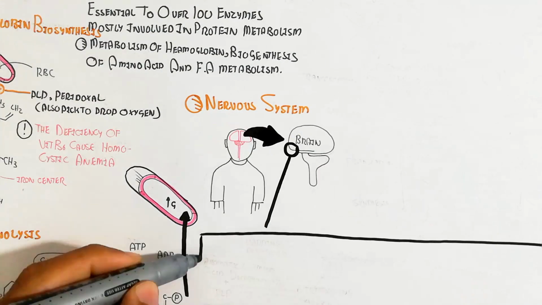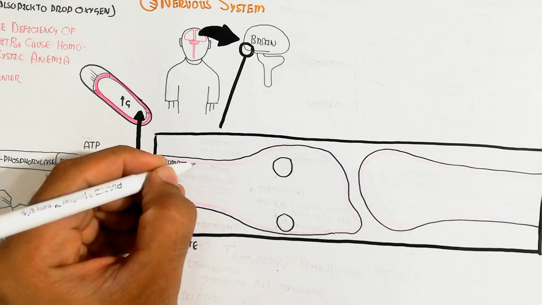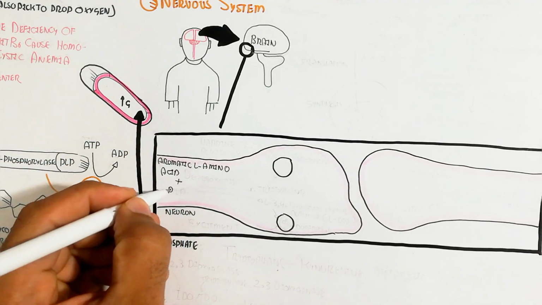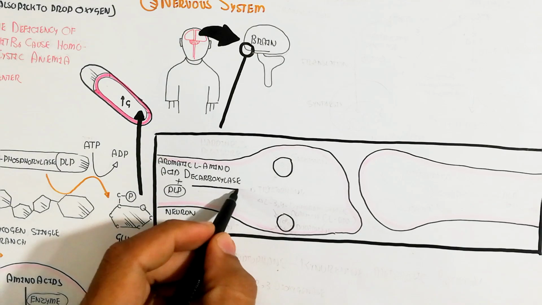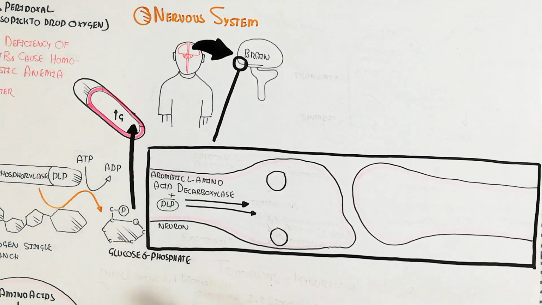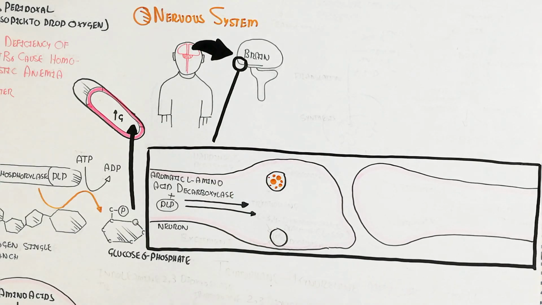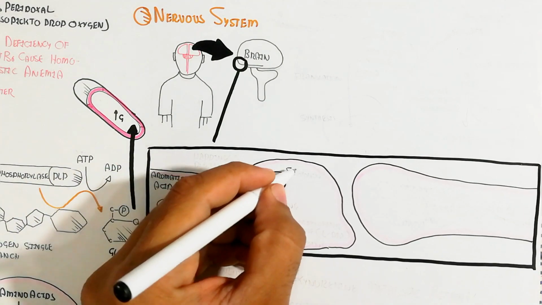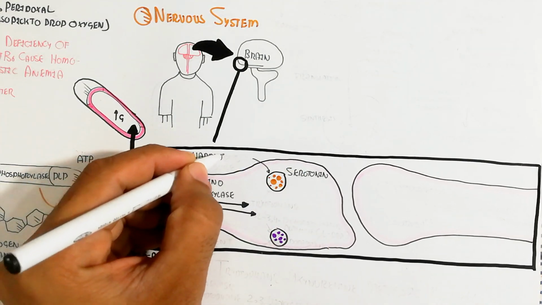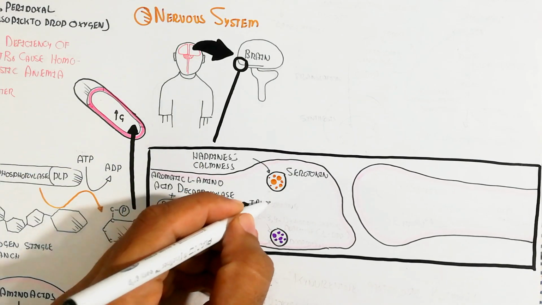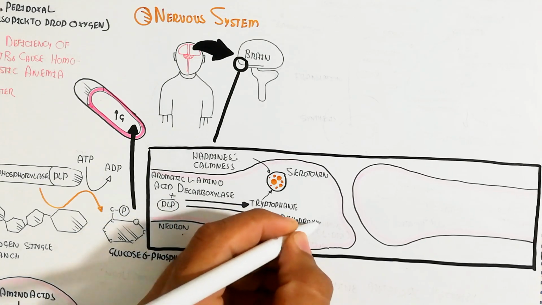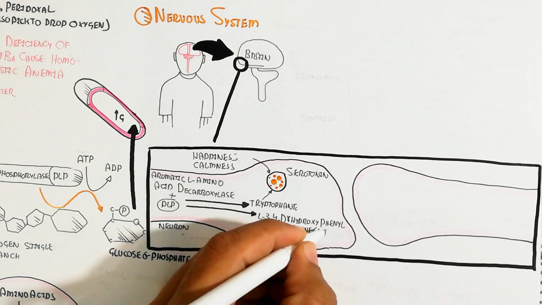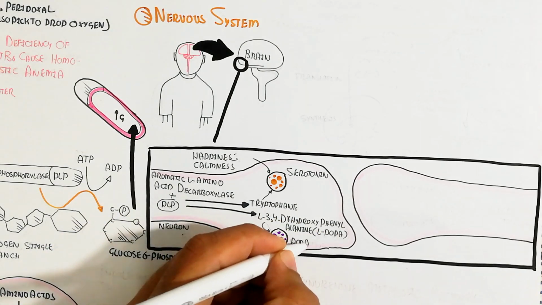The nervous system is also involved in the synthesis of certain types of neurotransmitters through vitamin B6. Aromatic L-amino acid decarboxylase enzyme combines with PLP as a coenzyme to act on tryptophan and L-3,4-dihydroxyphenylalanine, L-DOPA. These two products will ultimately convert into serotonin and dopamine. Serotonin is the happiness and calmness response, while dopamine is the reward response.